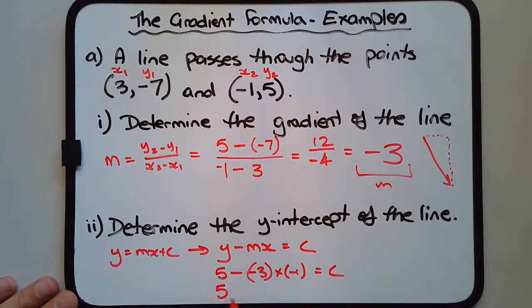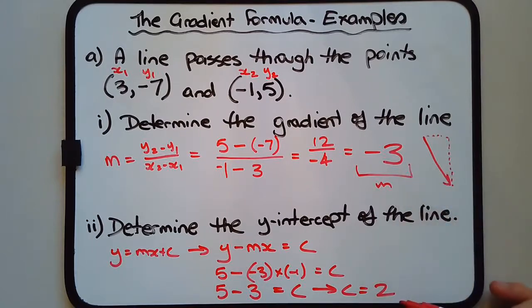BIDMAS takes over here: negative 3 times negative 1, that's positive 3. And c is equal to 2. Hopefully we're in agreement there. So we've got a gradient of negative 3 and a y-intercept of positive 2.